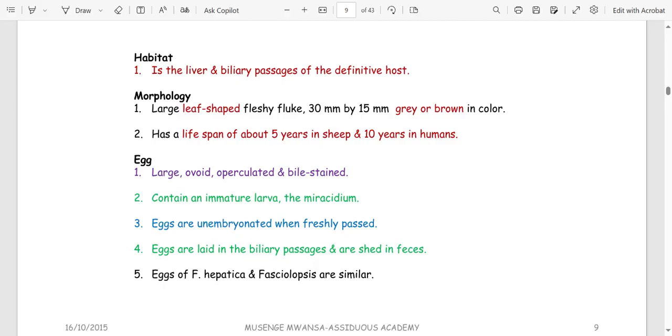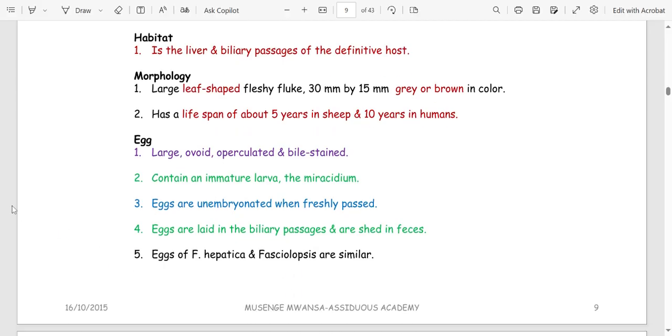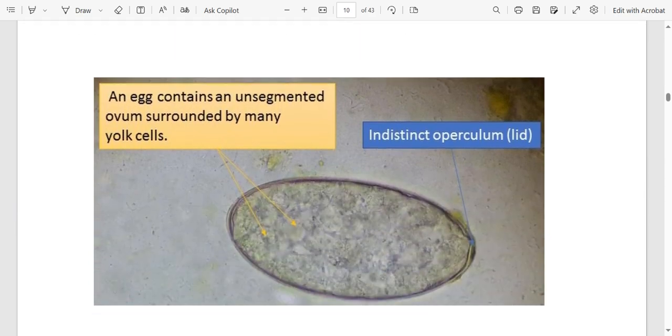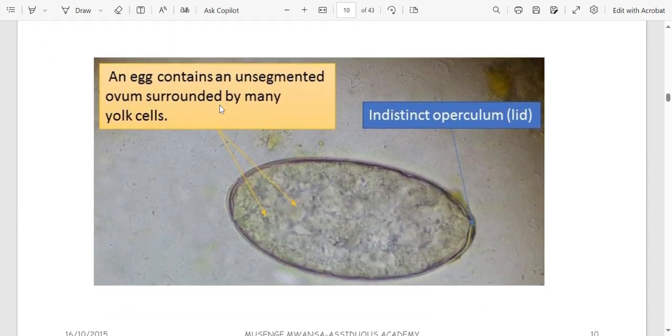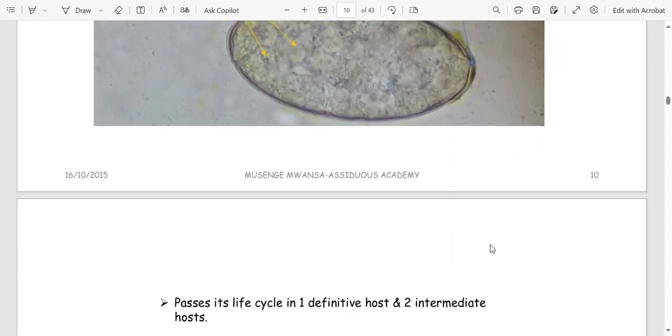The eggs of Fasciola hepatica and Fasciolopsis are similar. So you can see the egg contains an unsegmented ovum surrounded by many yolk cells. In the egg, you have a lot of these yolk cells. And then you can see the indistinct operculum, this shell-like structure.